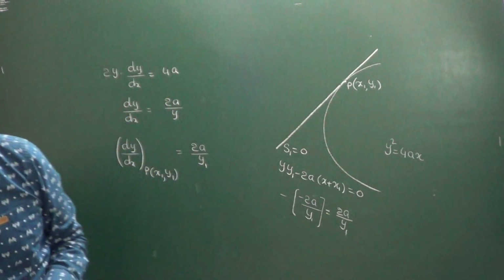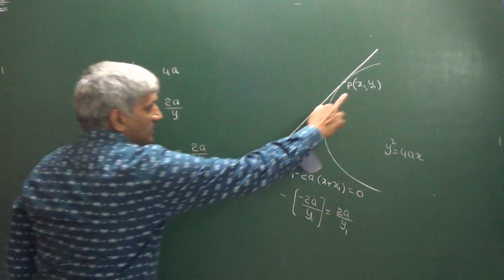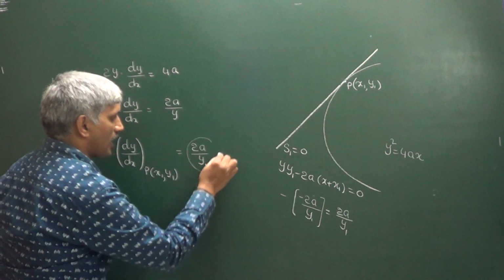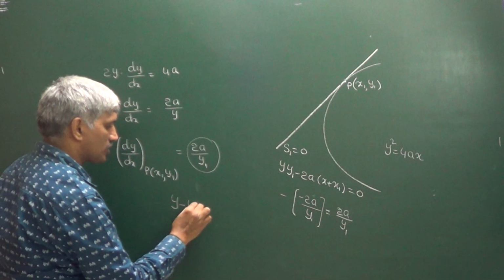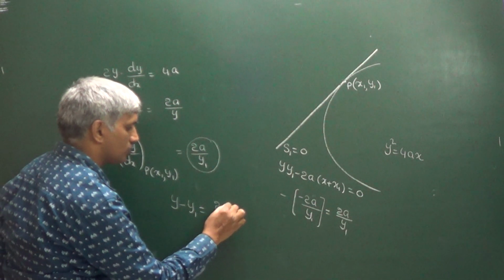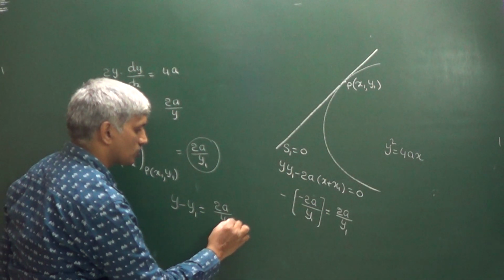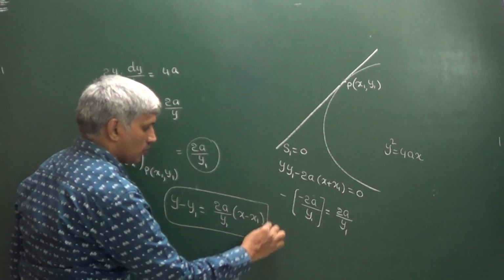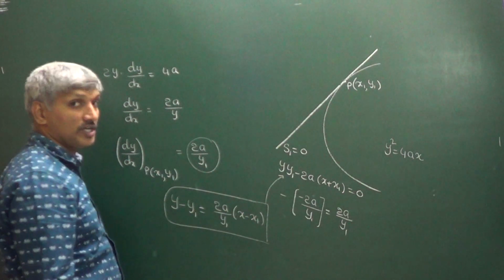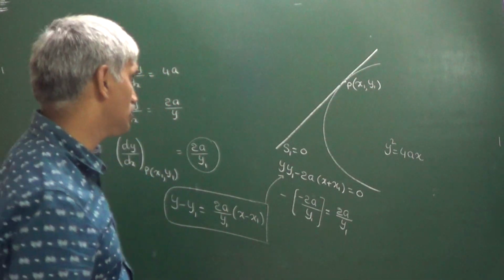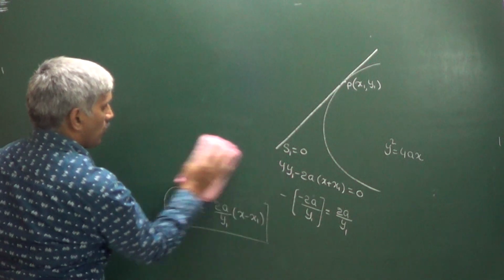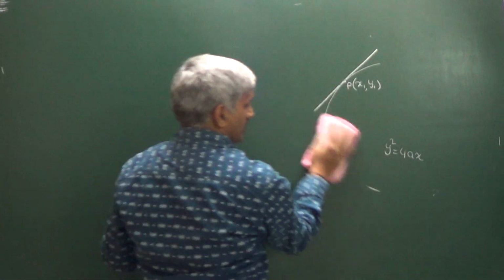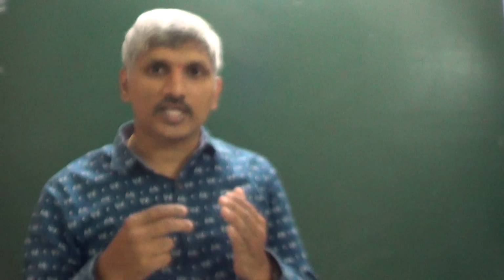So that is the information. Now the point x1, y1 is there, and the slope is there, so we can find the line equation: y minus y1 is equal to 2a by y1 into x minus x1. With simplification, no doubt you will get this line S1 is equal to 0. I just wanted to introduce the idea that the slope of the tangent is nothing but the differentiation of the curve at a point. Okay, right. Now I am going to introduce another idea.